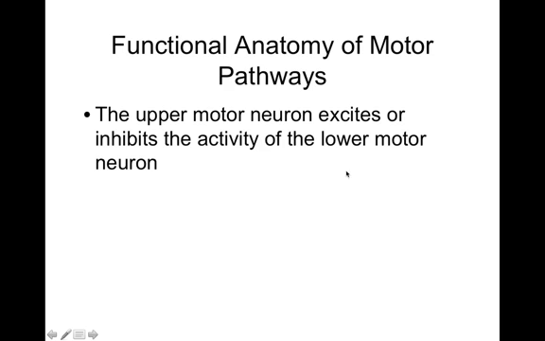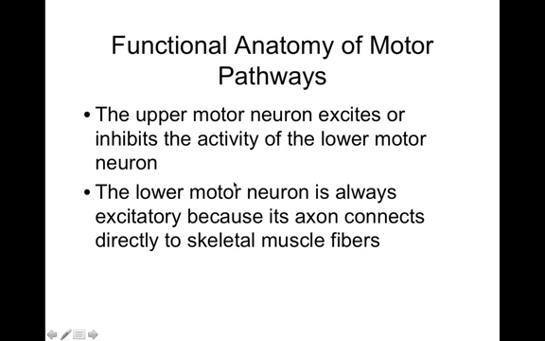Now, upper motor neurons can excite or inhibit the activity of lower motor neurons, but lower motor neurons are always excitatory because the axons connect directly to skeletal muscle. So upper motor neurons can be inhibitory or excitatory. What this means, you guys, is that they can either excite, or make it more likely that a muscle contraction would happen, or inhibit, or make it less likely that a muscle contraction would happen.